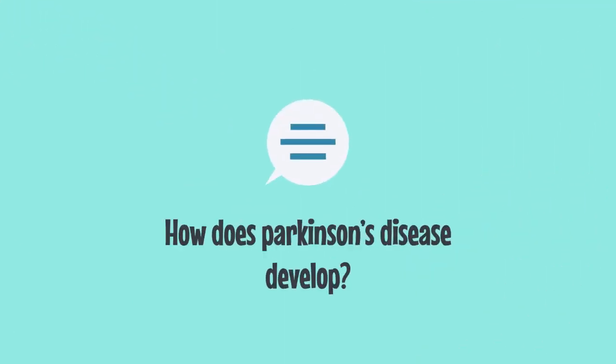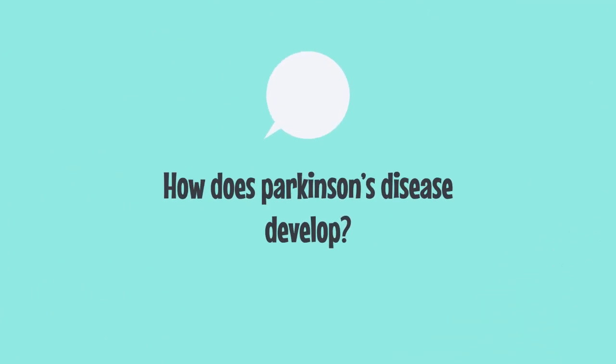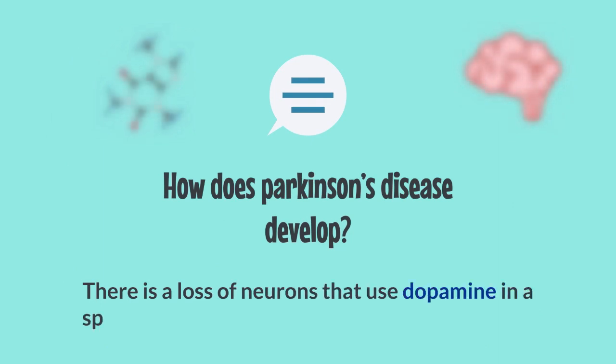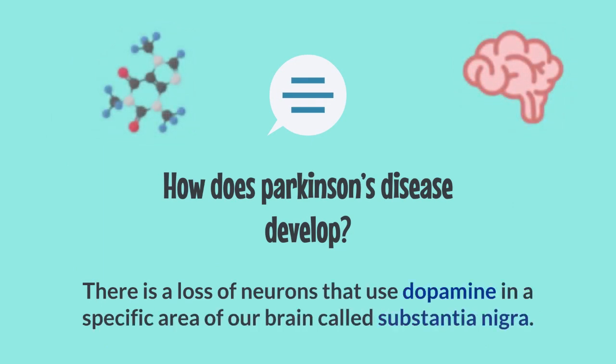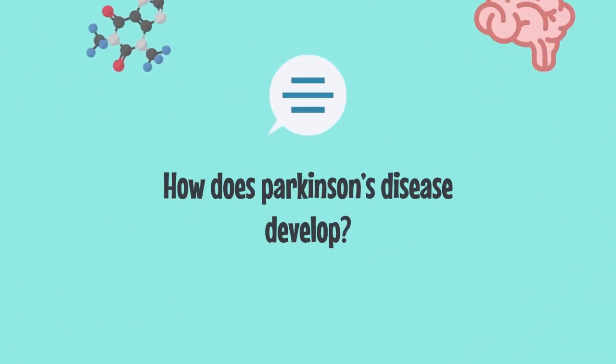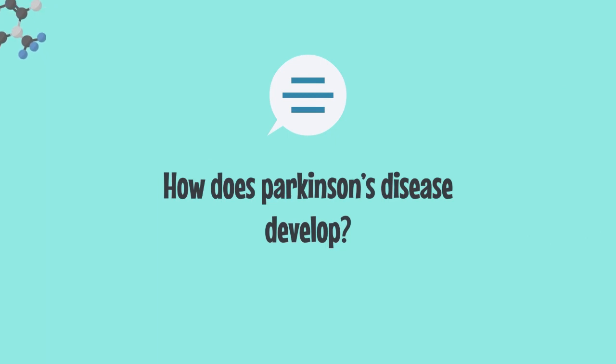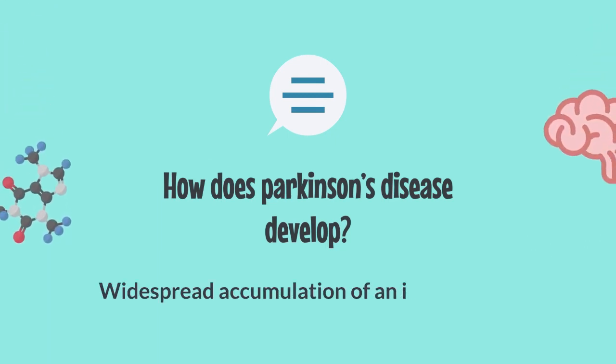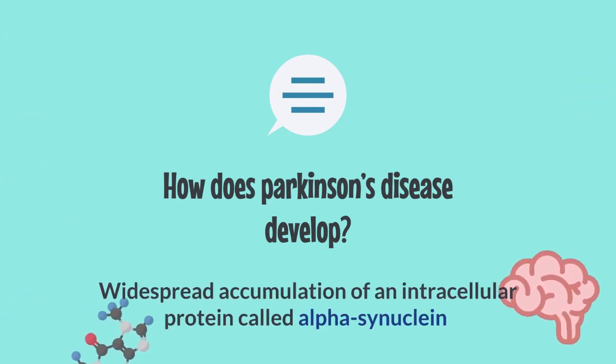Our first question here is the major one. How does Parkinson's disease develop? Well, what happens is that some cells start to die in the brain. Particularly, there is a loss of neurons that use dopamine in a specific area of our brain, called substantia nigra. However, this is not the only mechanism behind the pathophysiology of Parkinson's disease, or PD. We also have the involvement of other neurotransmitters and brain regions, and a widespread accumulation of an intracellular protein called alpha-synuclein.